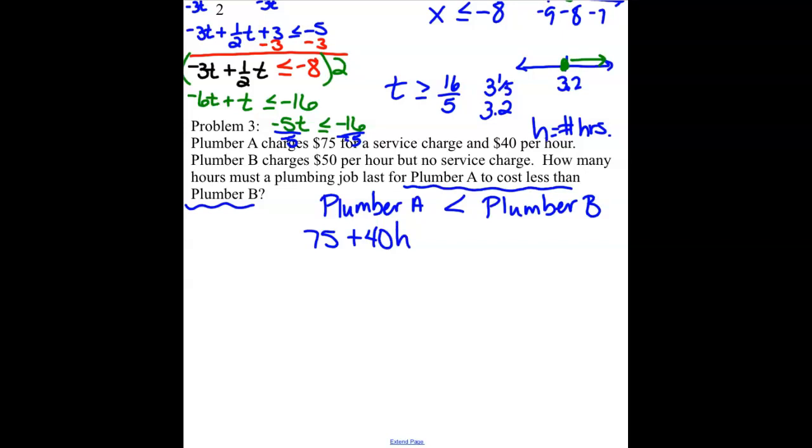Plumber B does not charge a service fee, so there's no cost for them to come to your house, but they are going to charge a little bit more per hour. Plumber B is going to charge $50 for every hour that they're working at your house. So our first step is to take our word problem and convert it into an algebraic inequality.